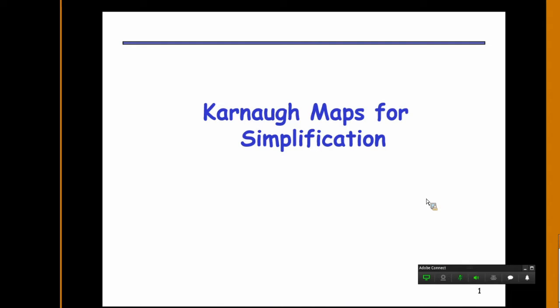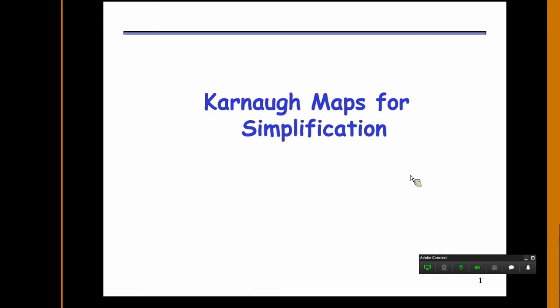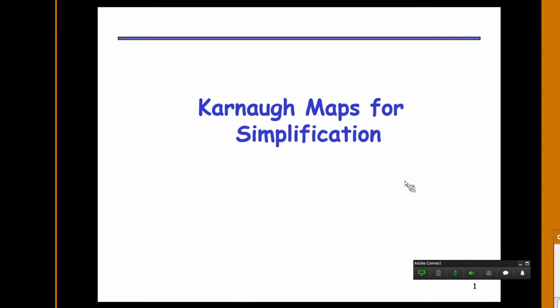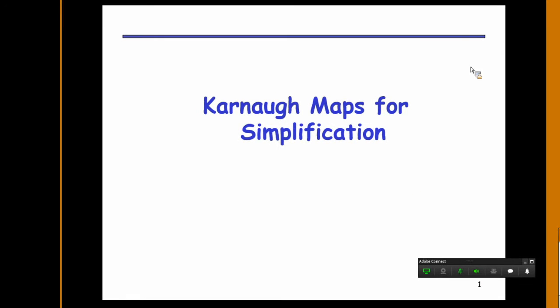Last session, we started our unit 4, and we learned about the conversion between SOP and POS forms, as well as what is meant by a canonical form and standard forms. And in today's session, we're going to deal with the Karnaugh maps for simplification of Boolean expressions.